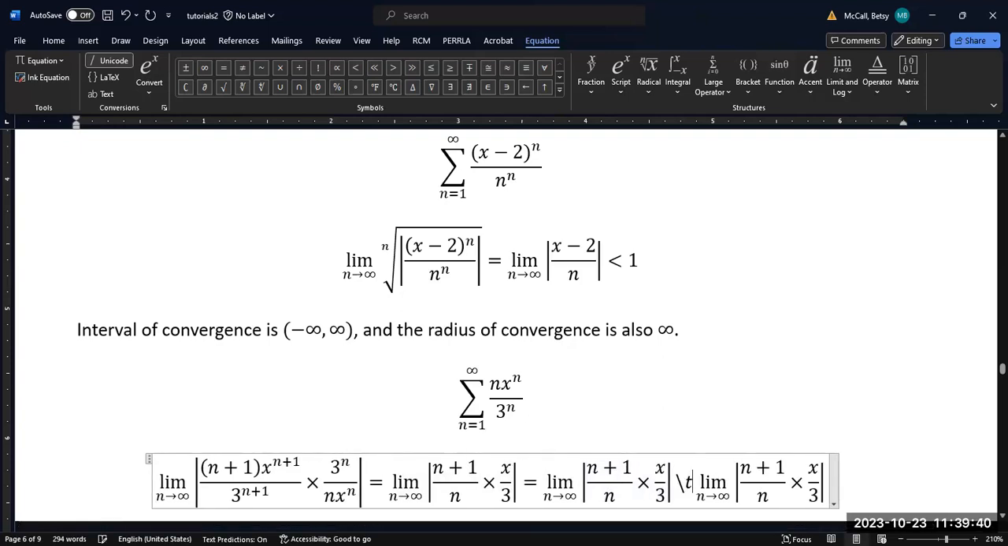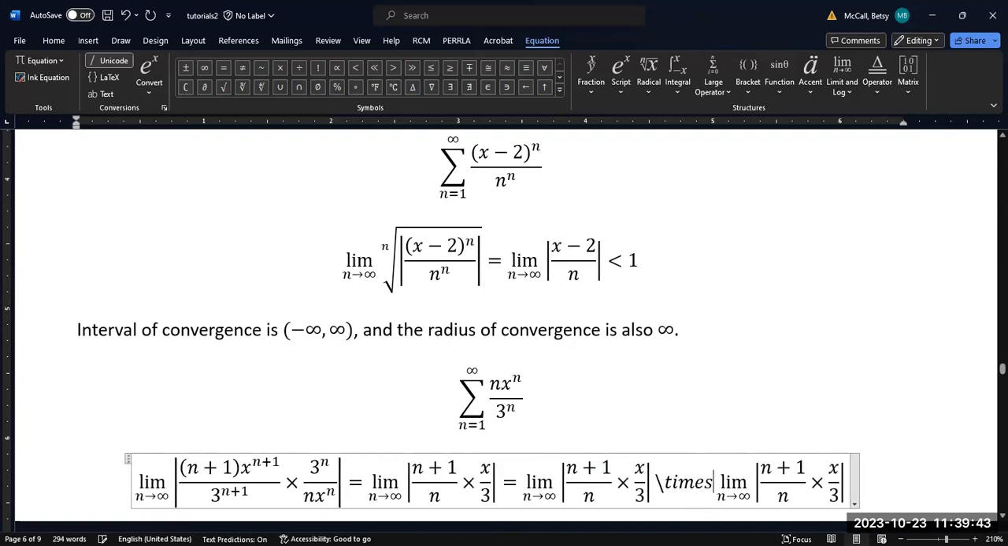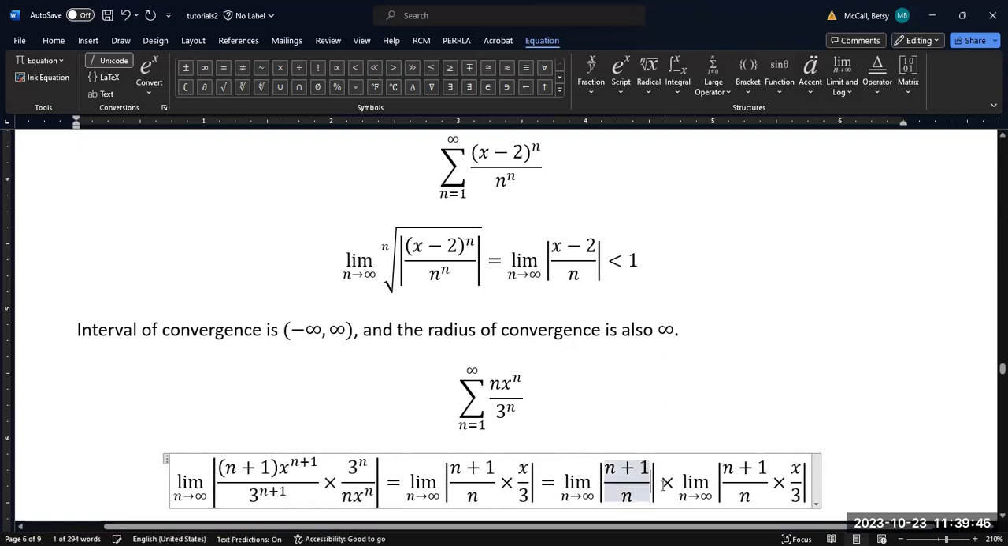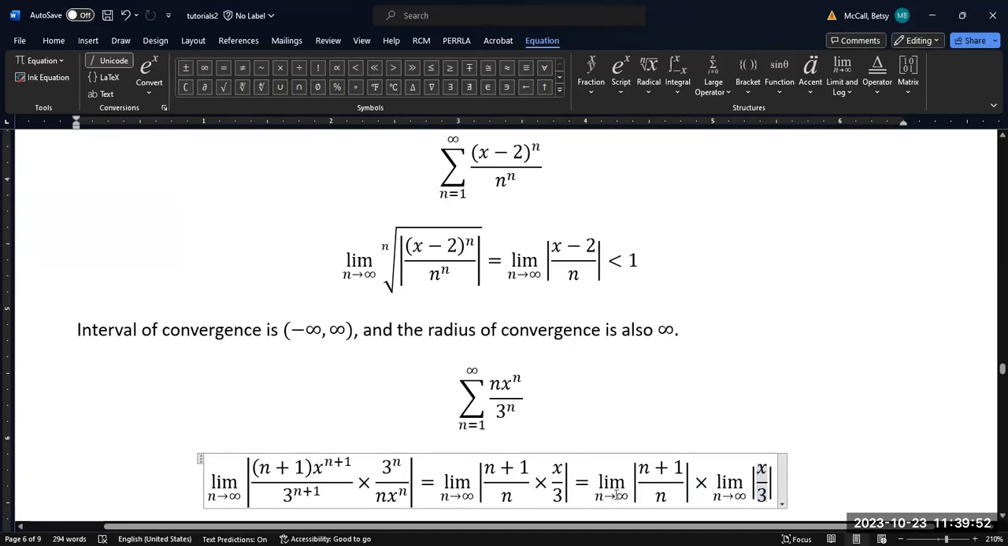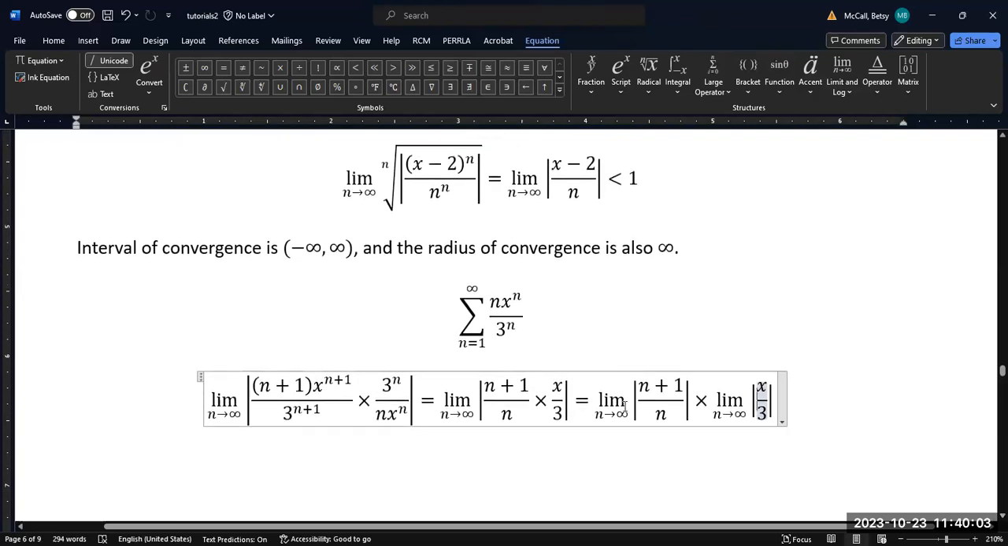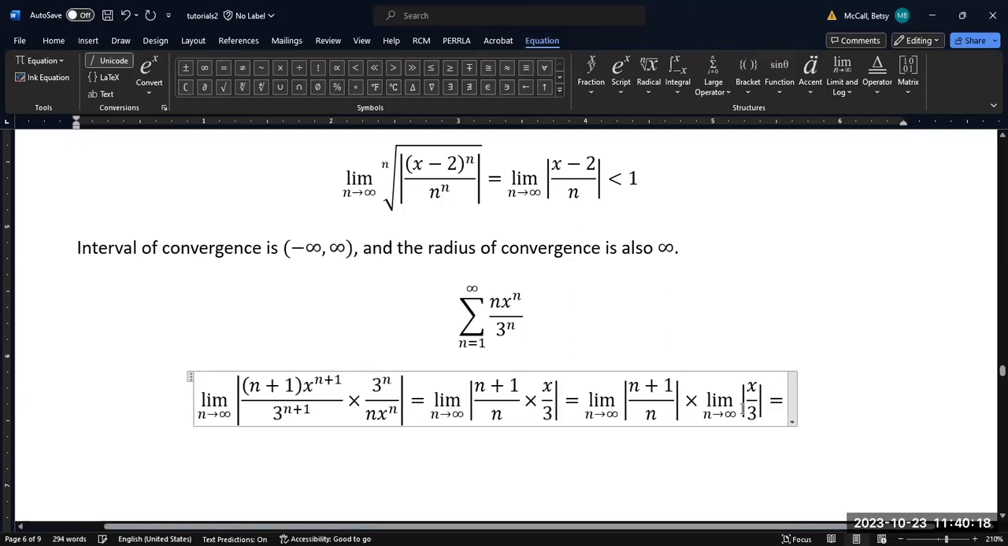And so we can put a times in between the limits and take out the x over 3 here and take out the n plus 1 over n here. The limit as n goes to infinity of n plus 1 over n, there's a bunch of different ways that you can analyze this algebraically, but essentially this limit is actually 1. And 1 is not going to do anything to us. And for this one, we need this expression to then be less than 1. So this is just going to be equal to this.